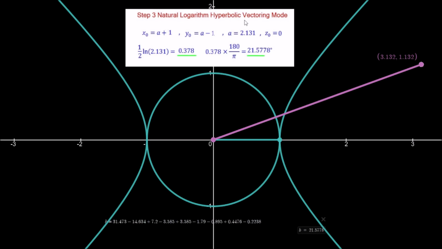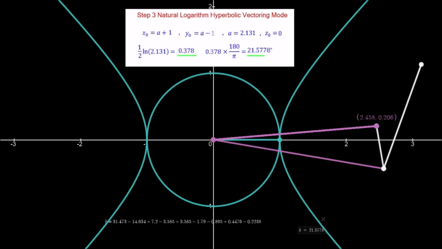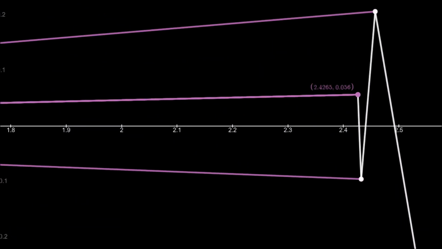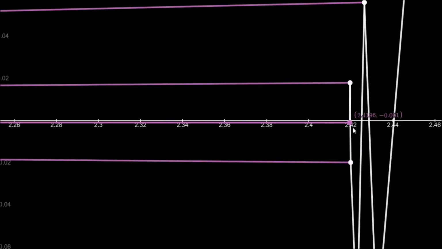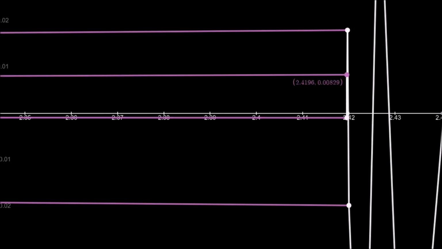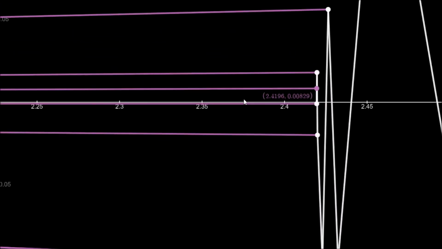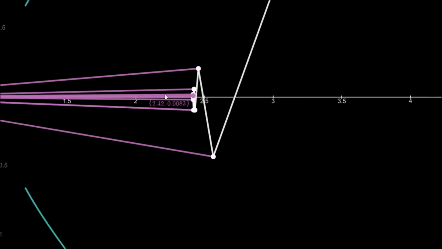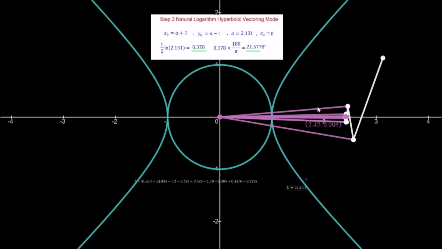So again, we're using our vectoring mode. So what we want to do is we want to make sure that the value of our yi tends towards 0. So we add and subtract off the requisite angles for the hyperbolic vectoring mode in order to do that. So let me go ahead and I'll do that now. So you can see the value of our yi is tending towards 0. But again, what we're interested in here is the angle Zn.